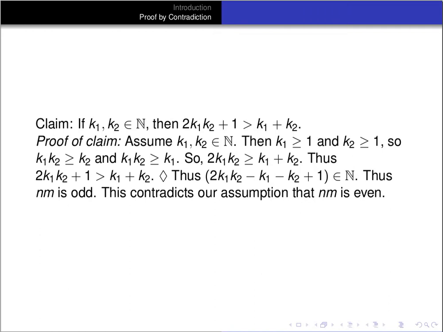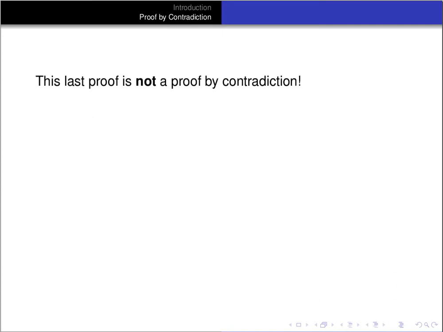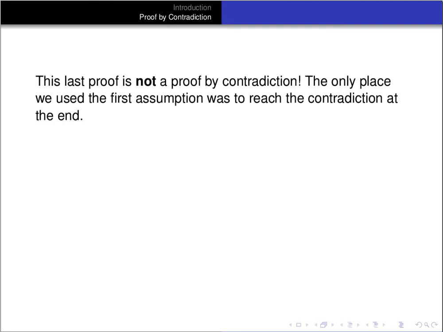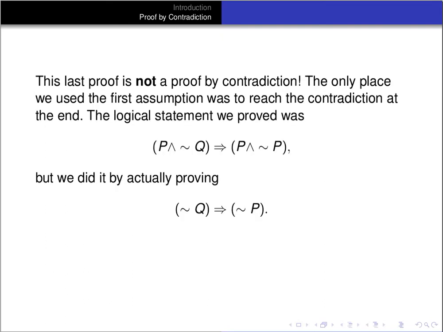Now notice that we set this up as a proof by contradiction, but we haven't used our assumption that n times m is even until the end. It turns out that this proof is not really a proof by contradiction. The only place that we used the first assumption was to reach the contradiction at the end. So really what we proved is that not Q implies not P. It was only at the end that we used the assumption of P to get the contradiction.